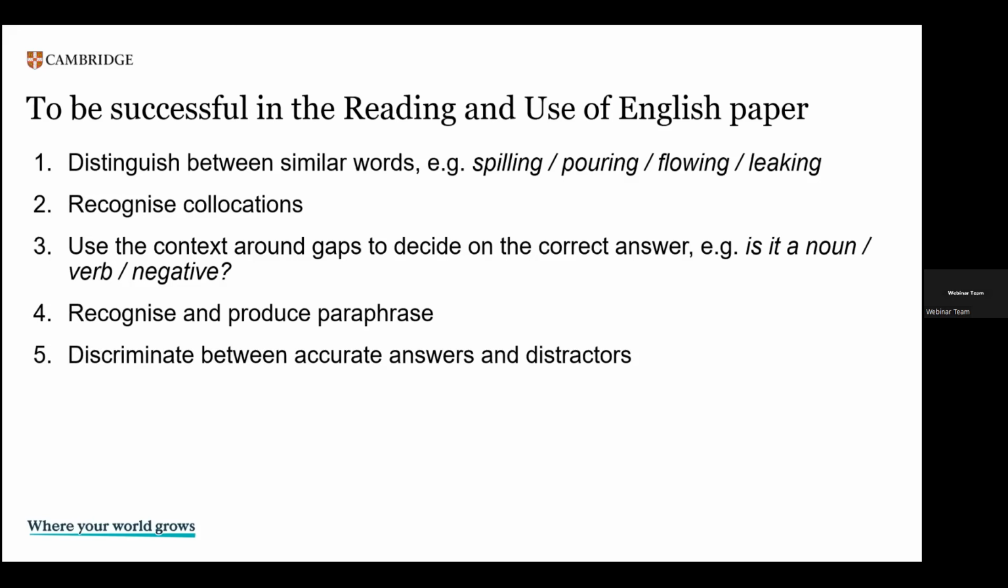You also need to be able to discriminate between the accurate answers and the distractors. The distractors are the wrong answers that you're given. And they are usually quite possible, or you might think that they're quite possible. And there's usually just a very small reason why they can't be right. In the same way that we looked at asking instead of instructing or telling. Okay. In the previous example.